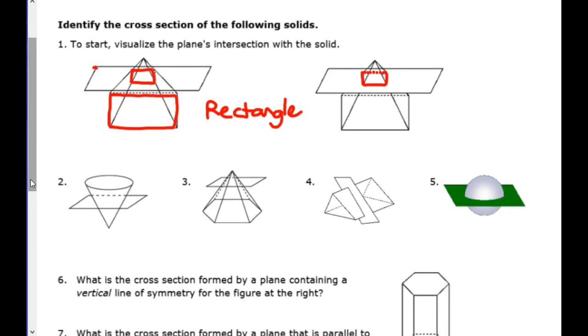Number 2, what is the base of this cone? Is everyone looking up here? Not at your games or whatever, or sleeping. Don't look at your eyelids, look at me. Okay? What is the base shape of number 2? A circle.